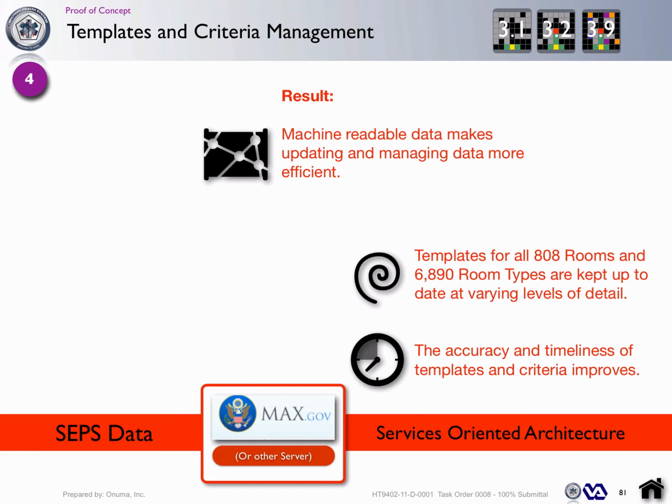So that the accuracy and timeliness of templates and criteria improves, and that's a big challenge in the current version of SEPS as well too. The timeliness and the time it takes to update criteria. With this proof of concept, it shows how we can radically change that level of effort and time and accuracy.